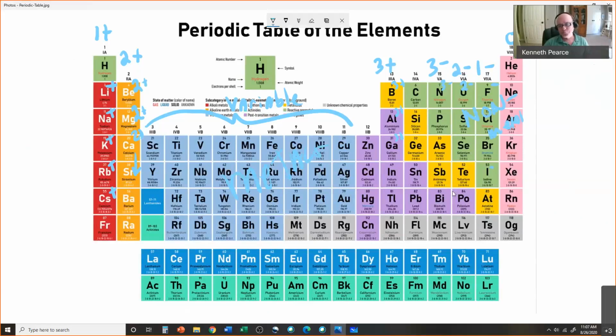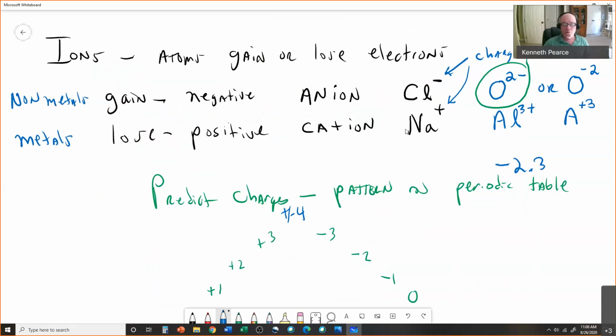And your metalloids, it just depends. All right. And so that's where your ions are. Okay, so you have negative ions, we call them anions.